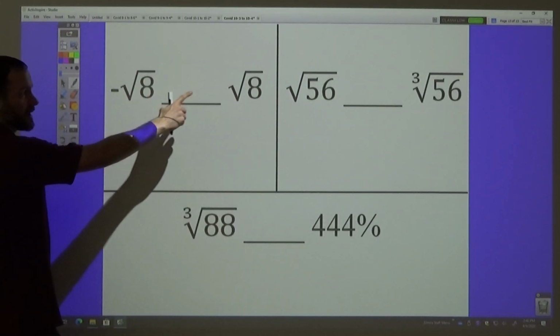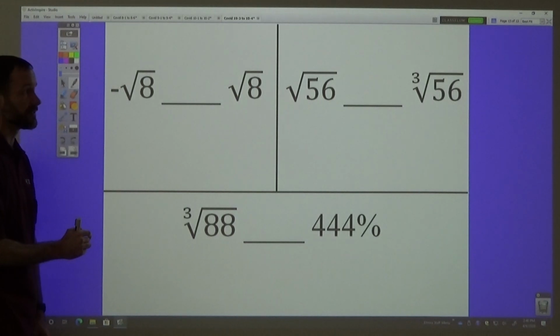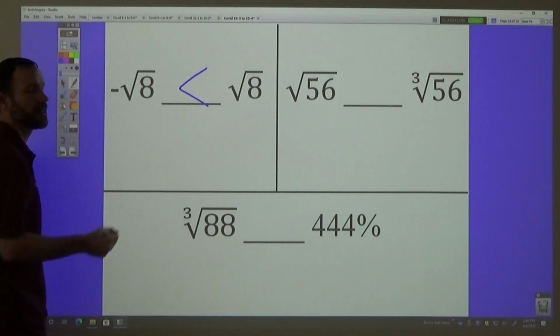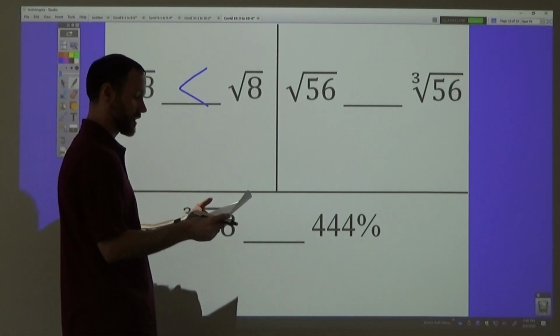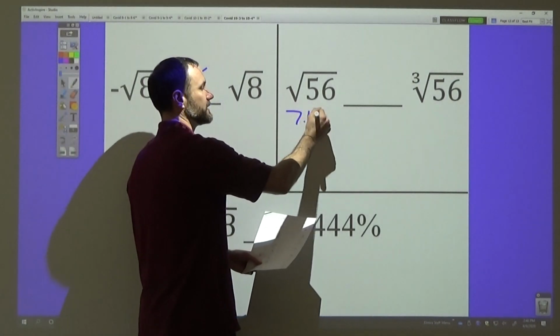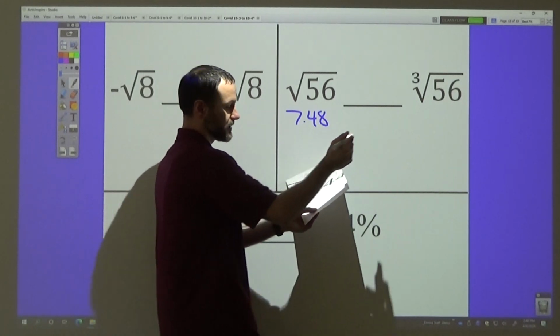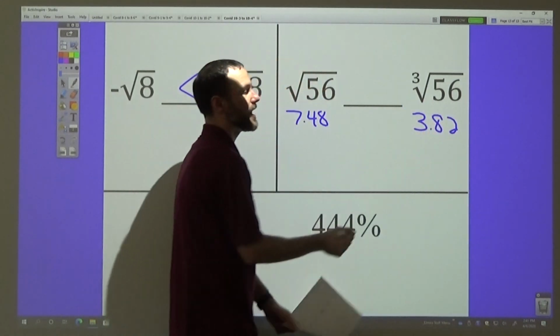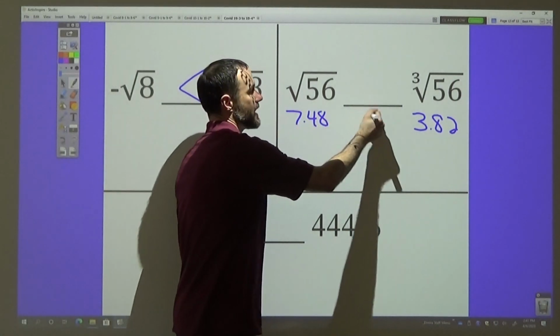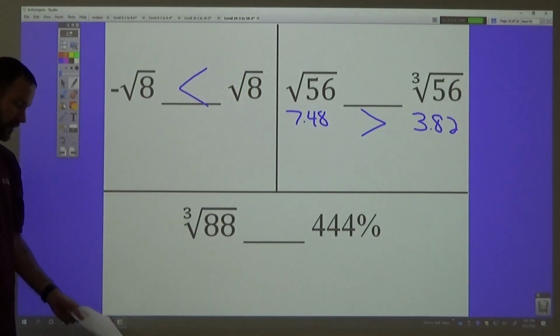A negative number is always smaller than a positive number, so this has to be less than, because a positive number is always bigger. The square root of 56 is approximately 7.48 or $7.48. The cube root of 56 is approximately $3.82. $7 is bigger, so that is greater than.